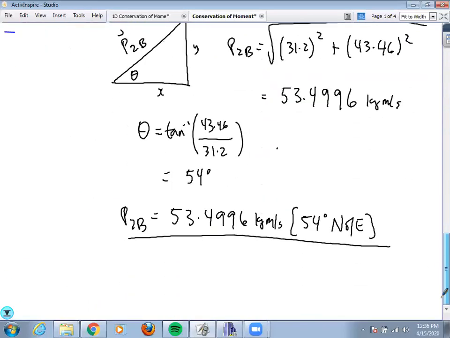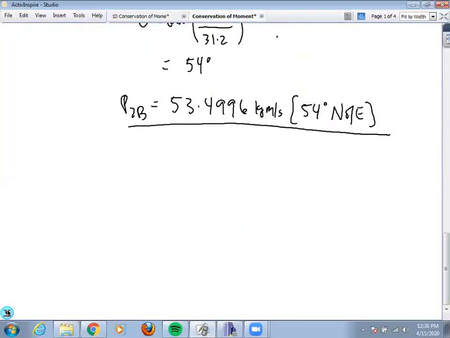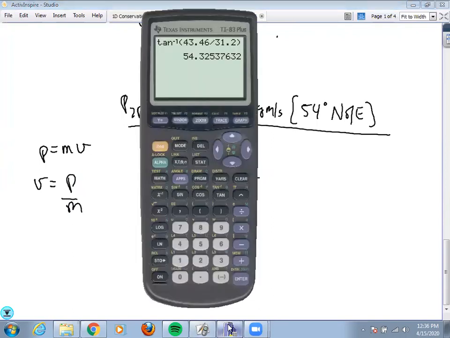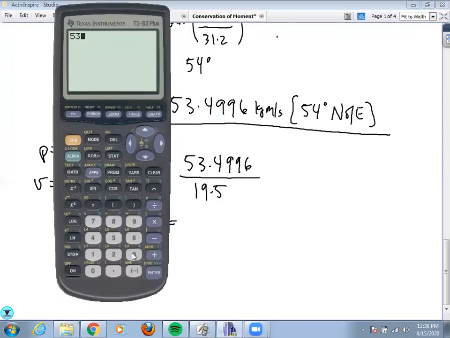We have to do one last thing, and that is find the velocity by dividing by mass. Remember, P equals mv, so V would equal momentum over mass. So the velocity would equal 53.4996 divided by the mass. Remember, the stones had identical masses, so 19.5. You would take 53.4996 and divide it by 19.5, and you get 2.7436.